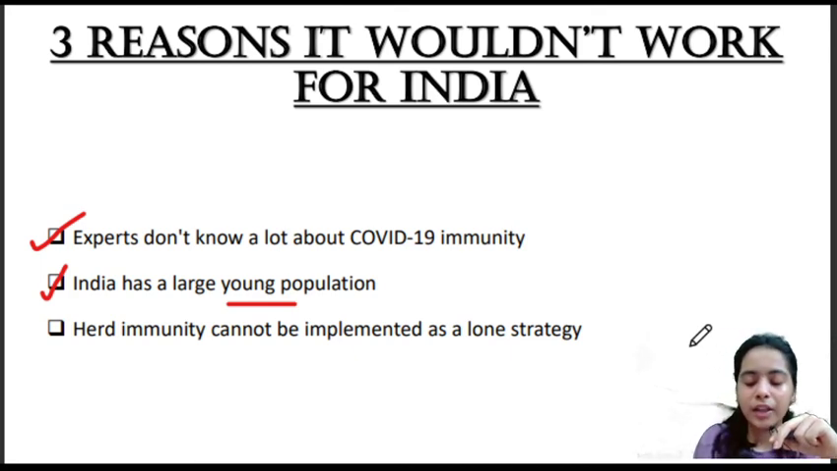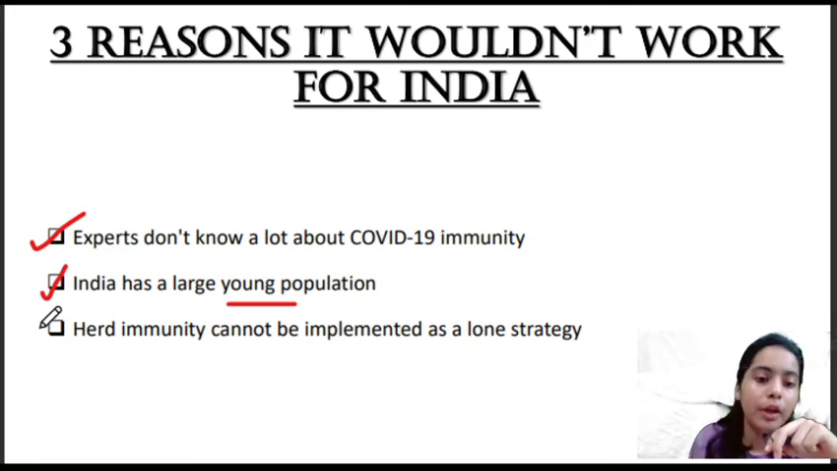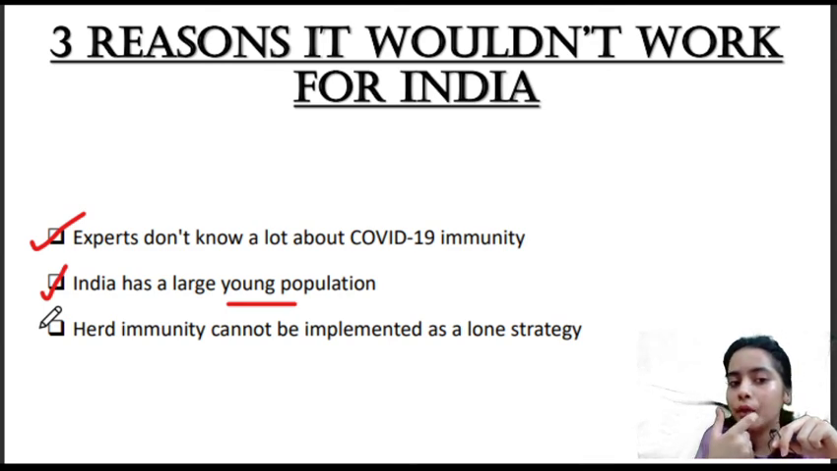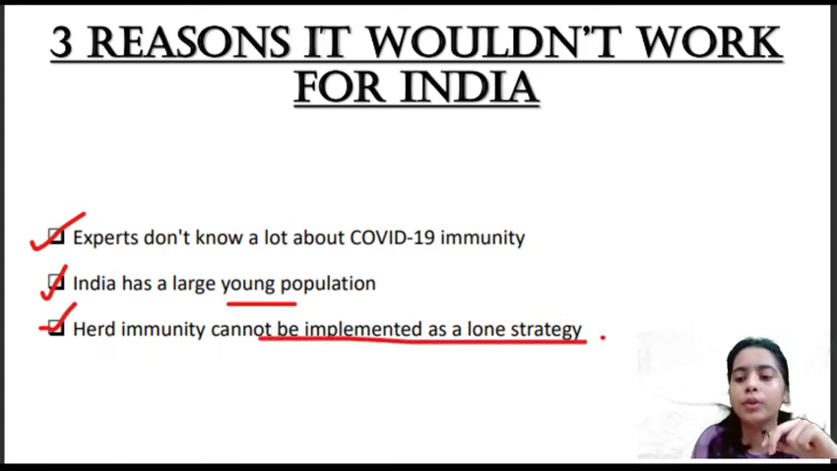Then we have the HIV virus that causes AIDS. Then we have hypertension, diabetes. So all these diseases cause lack of immunity. But in the case of coronavirus, on the other hand, we need to boost up our immunity so as to get protected. So herd immunity will not work for India in these ways. And the third comes, herd immunity cannot be implemented as a long term strategy. So this is also an important point.